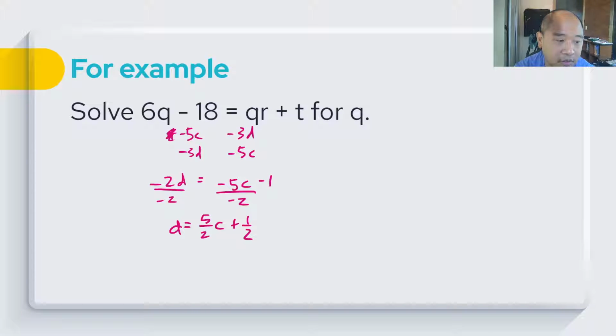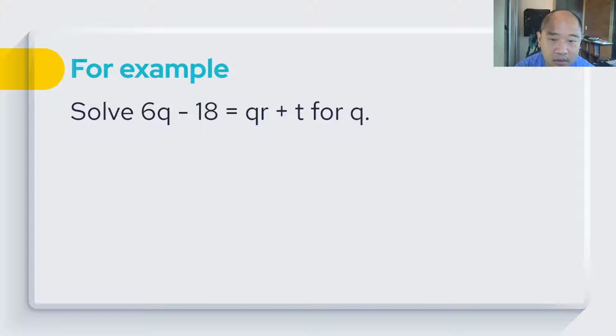Go ahead and do this one next. 6q minus 18 equals qr plus t, solve for q. So we could subtract qr from both sides. So 6q minus qr minus 18 equals t. We could add 18 to both sides.